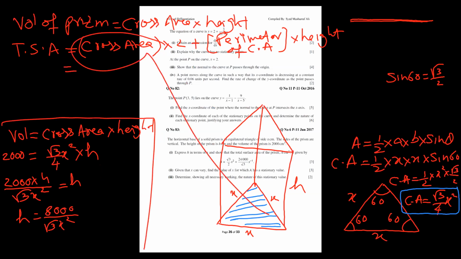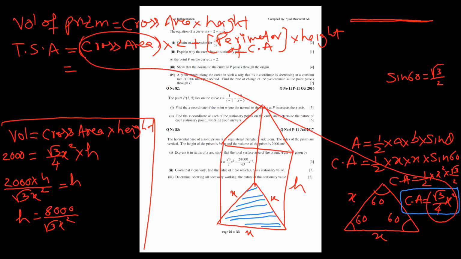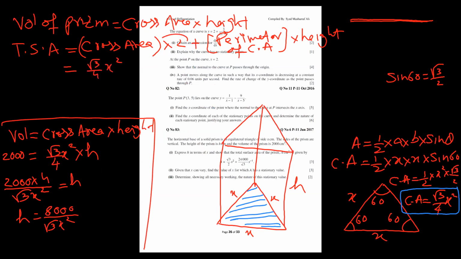The cross area is the blue area. So how many cross areas do we have? The cross area is root 3 by 4 x square. I'm writing here root 3 by 4 x square into 2. So into 2. Why into 2? You can ask me, why into 2, sir? Because the bottom area is blue and the top area is also a triangle. So we have indirectly two triangles, one down and one on the top. So indirectly cross area into 2. That is why I'm writing here cross area into 2.